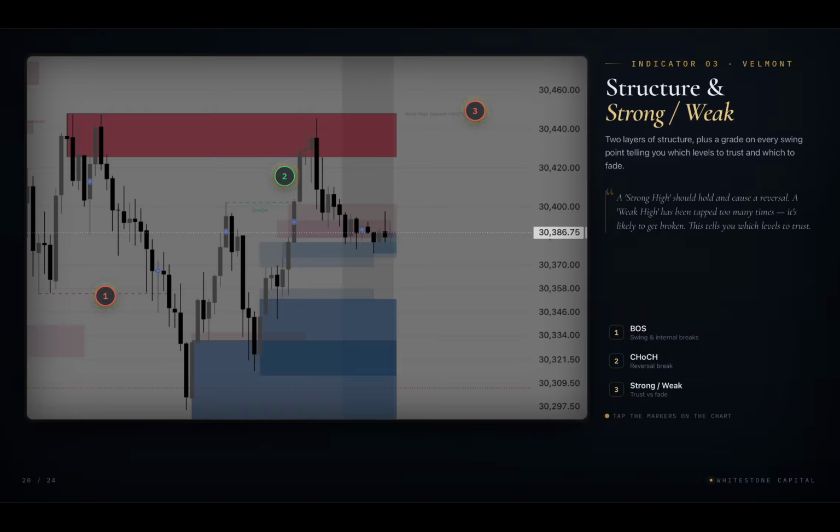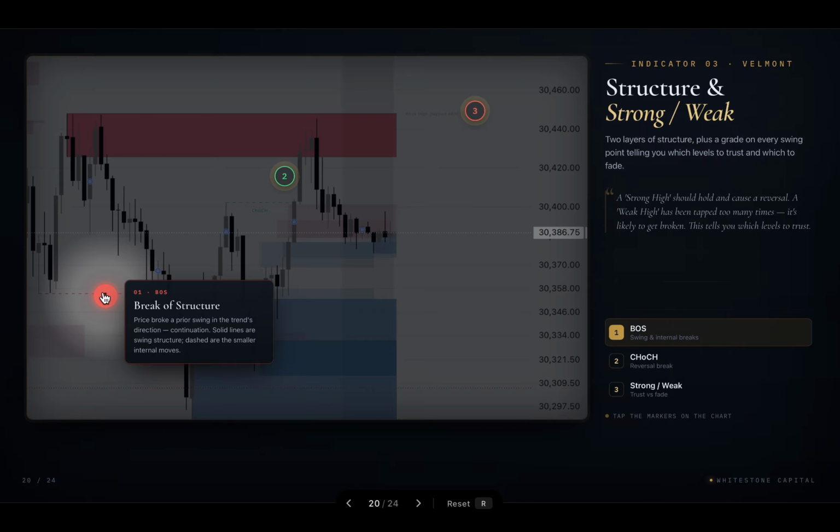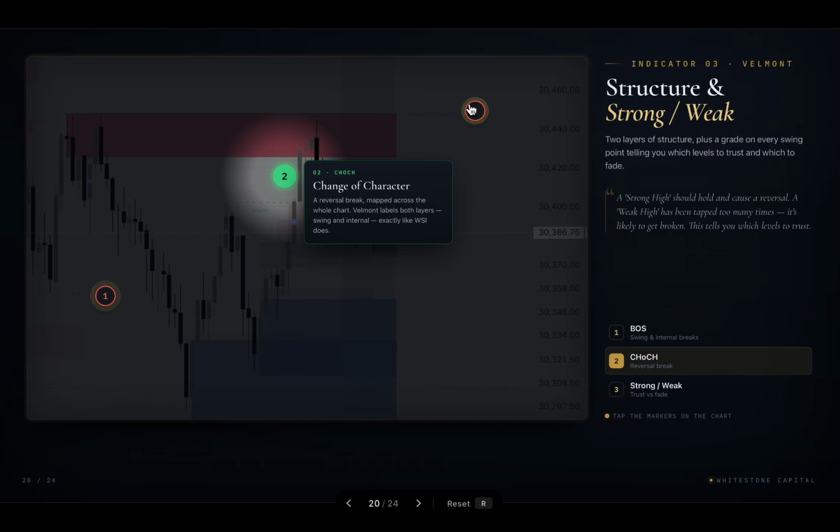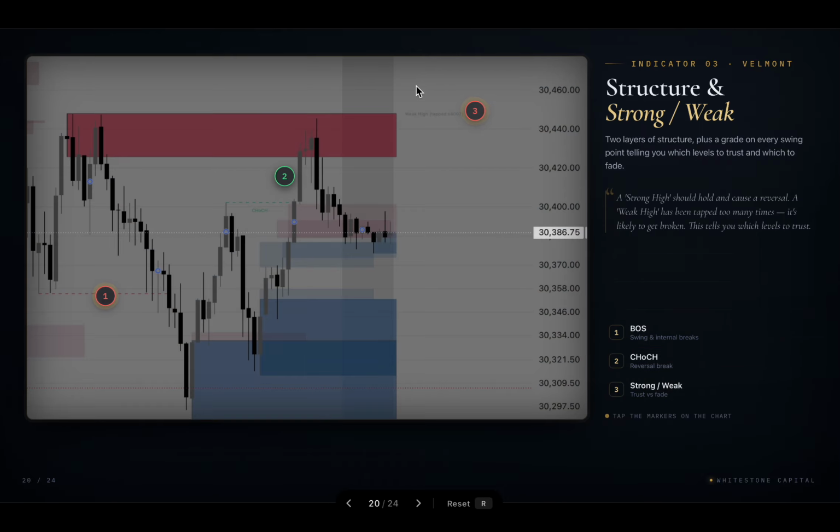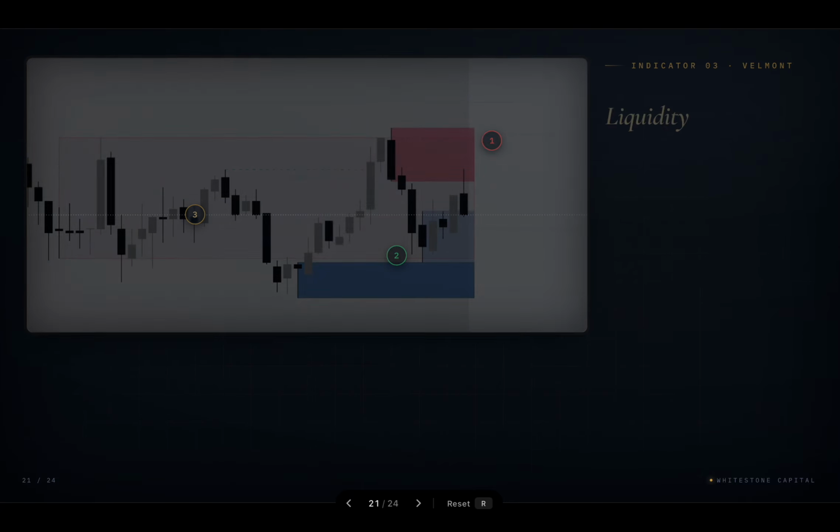A strong high should hold and likely cause a reversal. A weak high has been tapped too many times or has liquidity sitting above it, so it's likely to break. That tells you which level you should trust and which one you should probably fade. Right here, strong high, weak high. We can see it from there.